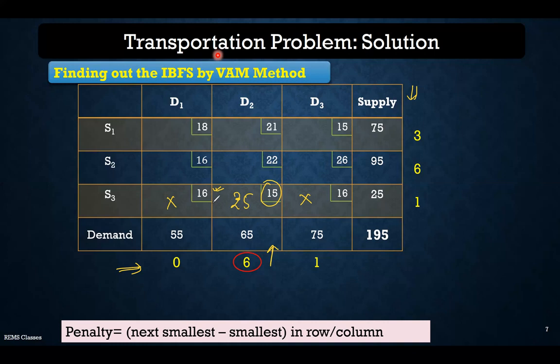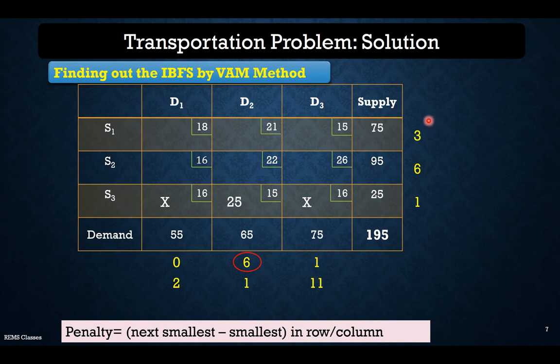Again, what we will do is find the penalty. Since this particular row is satisfied, we have crossed it. Again, we are going to find the penalty, and we will see how we are finding it.